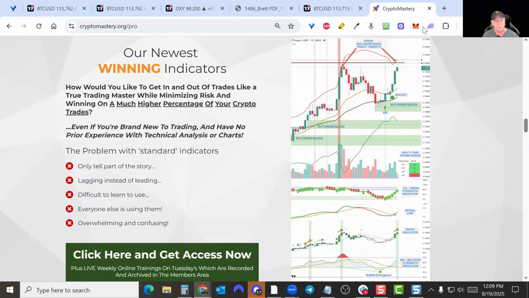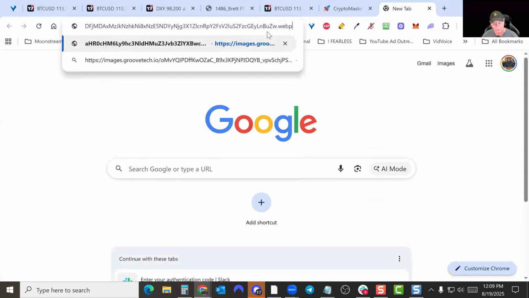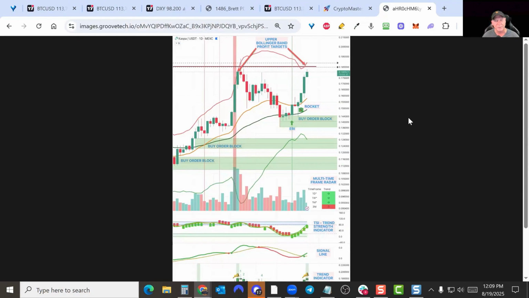So what I'm going to do is open up this image here just to give you a primer for those of you seeing these for the first time. These are some of the indicators loaded on this chart. This was CASPA last year.